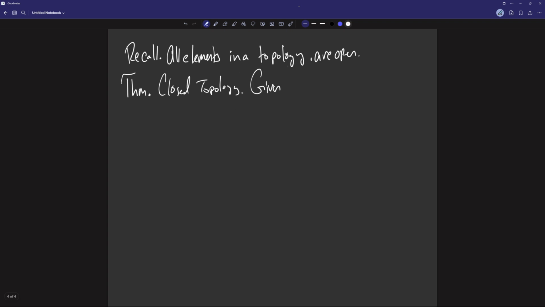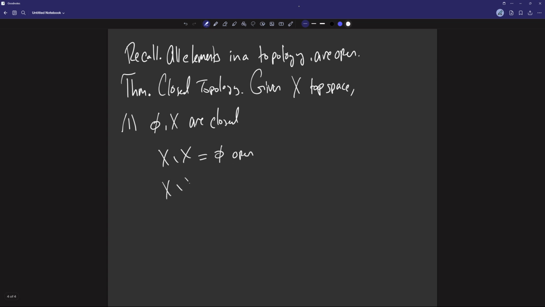So given that X is a topological space, it follows that, one, both phi and X, or the empty set and X, are both going to be closed. We could confirm this, because if we do X set minus X, this is just going to be equal to the empty set, and this itself is open, which we've established previously. And if we take X and take out the empty set, then this is just going to be X, which is also open.